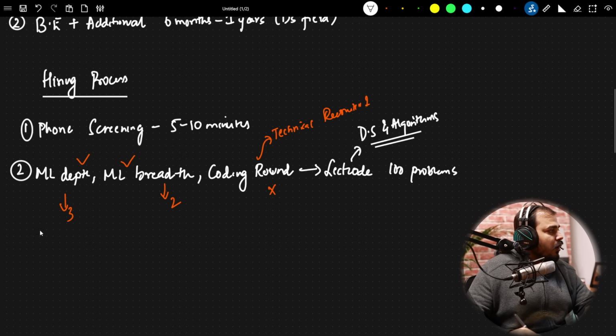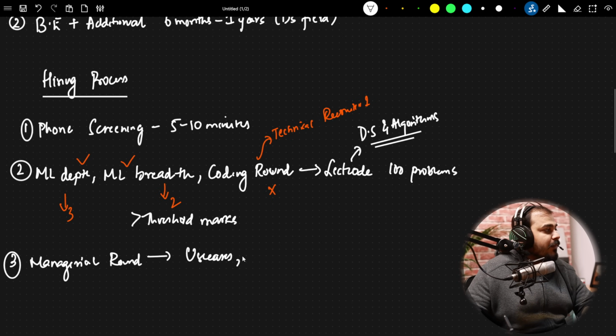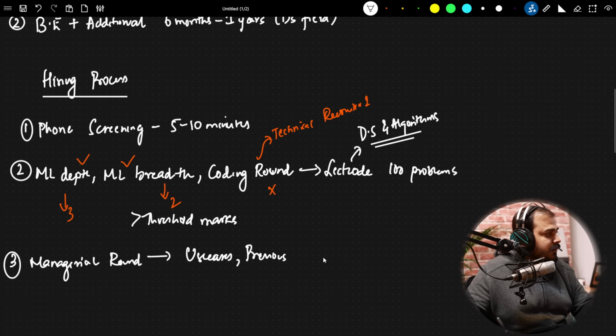Now, if you clear by getting more than the threshold marks, then you go to the third round, which is basically your managerial round. Over here also, you specifically talk about use cases, and they will again deep dive into the use cases that you have done in your previous projects.